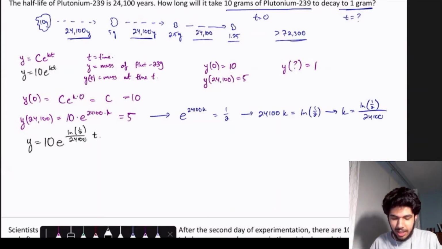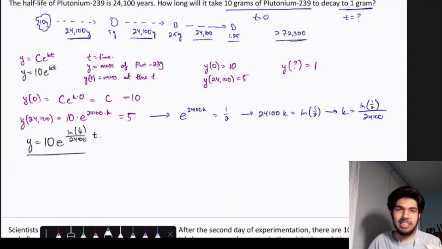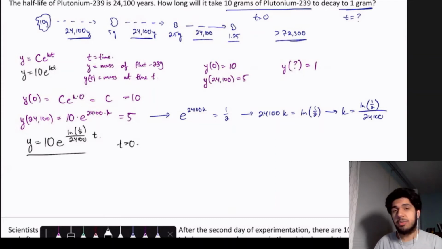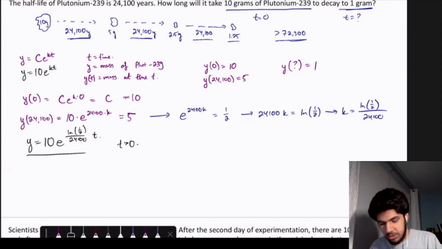And we have an entire equation here, which means we can plug in any value of t and know how many grams of plutonium we have. And we'll say t is greater than 0. But what are we trying to find? We're trying to find what value of t gives us a value of y equal to 1. So let's put y equal to 1 and then solve for t.